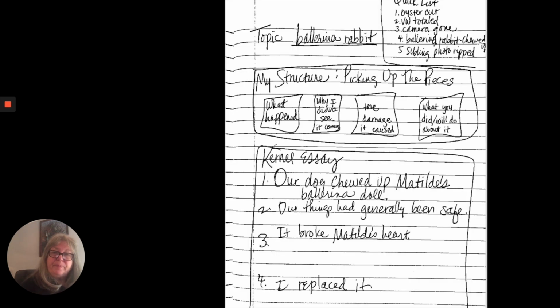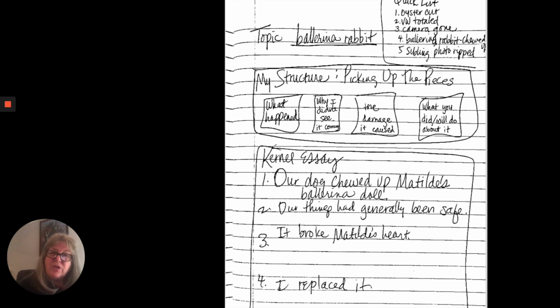Here's mine. I wrote about the ballerina that got chewed up, the doll. There's the structure. We call it picking up the pieces. And put this into your page too. What happened, why you didn't see it coming, the damage it caused, and what you did or will do about it. And here's mine. Our dog chewed up Matilda's ballerina doll. I didn't see it coming. Our things had generally been safe. The damage it caused, it broke Matilda's heart. I replaced it. And there is my kernel essay.